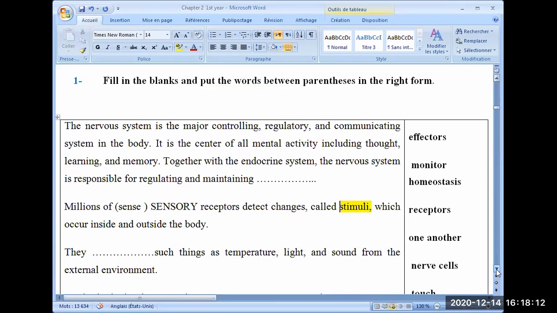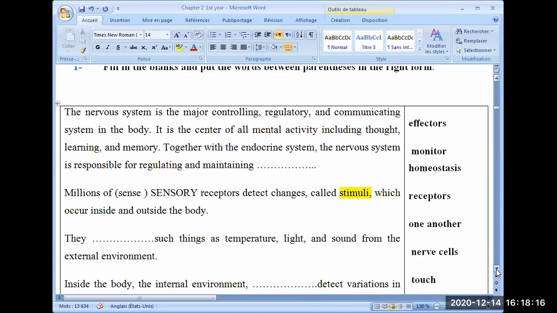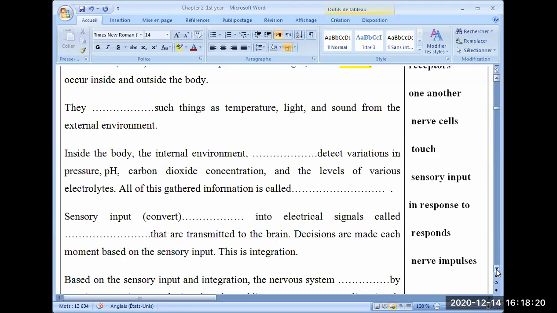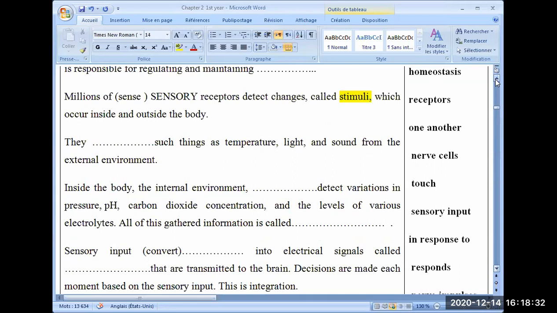They monitor such things as temperature, light, and sound from the external environment. Inside the body, the internal environment, receptors detect variations in pressure, pH, carbon dioxide concentration, and the levels of various electrolytes. All of this gathered information is called sensory input. Yeah, here, all the gathered information is called sensory input.